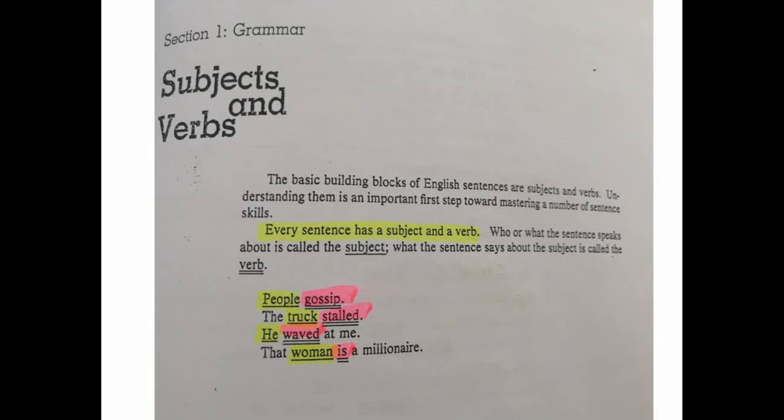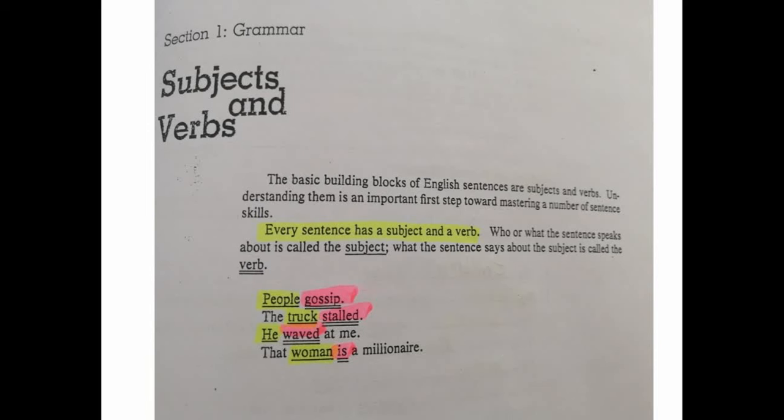What does the sentence tell us about him? What did he do? Waved at me. What does the sentence tell us about the woman? Is a millionaire. She is a millionaire. So the verb is what the sentence tells us about.